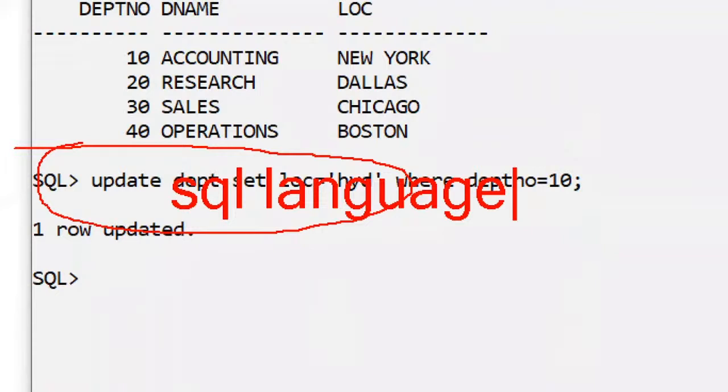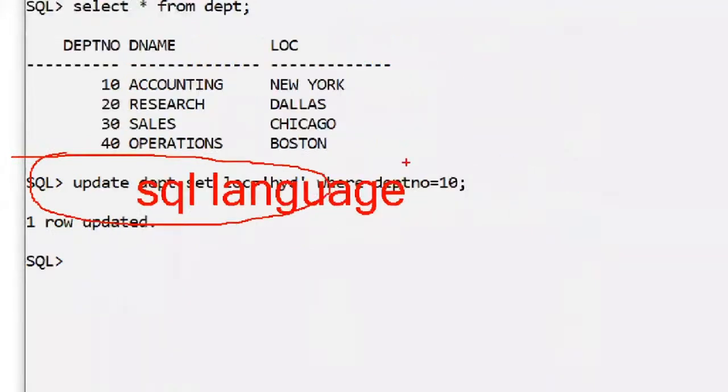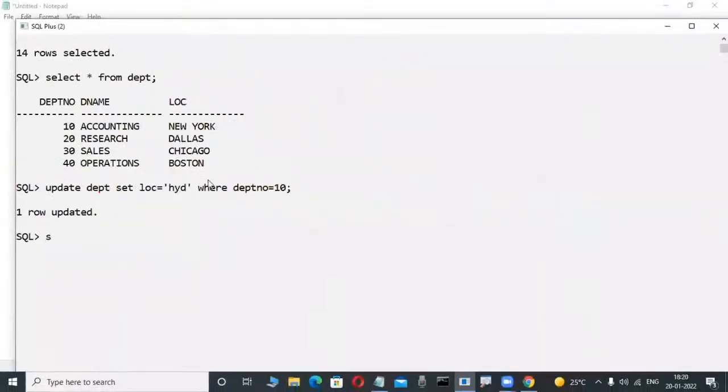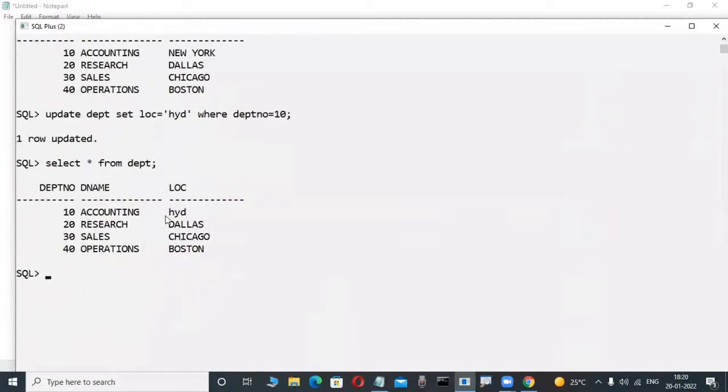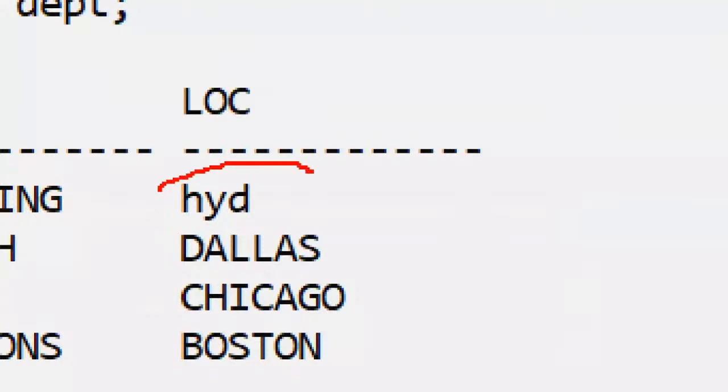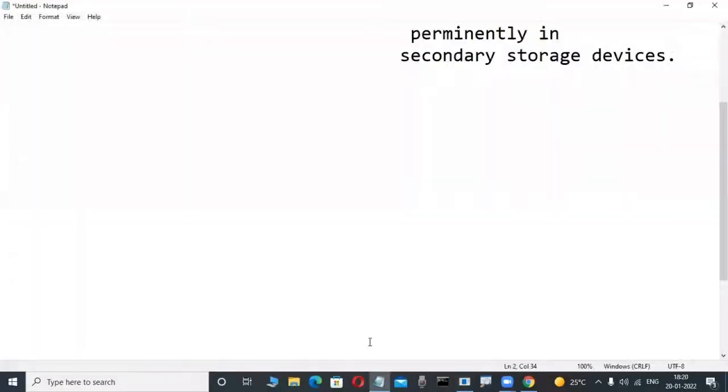Now observe it here. Once we are writing this type of coding, this is called SQL language, then automatically it is affected in your database. Observe it here, your database. In the previous case, New York is there, but in this case, Hyderabad is the location, or not? Yes. That's why always observe it here.